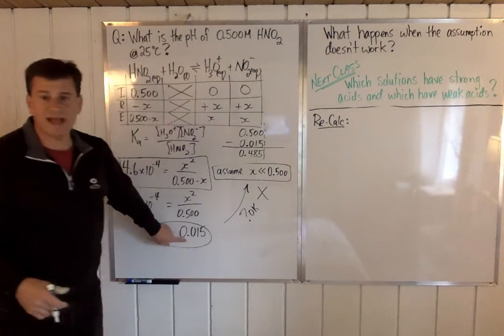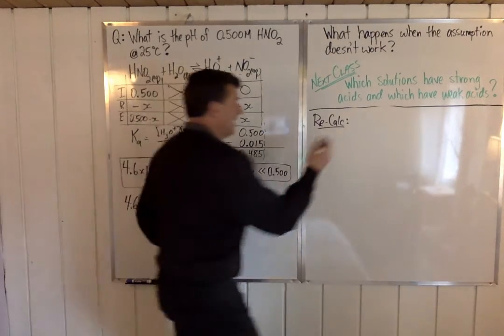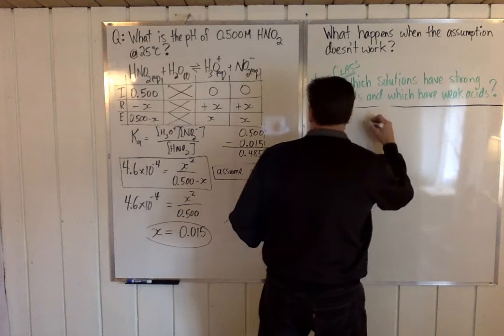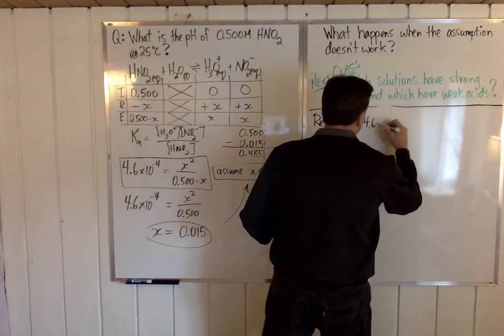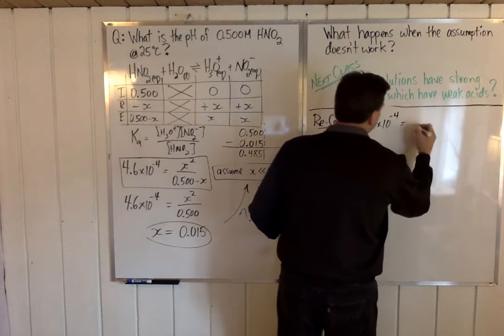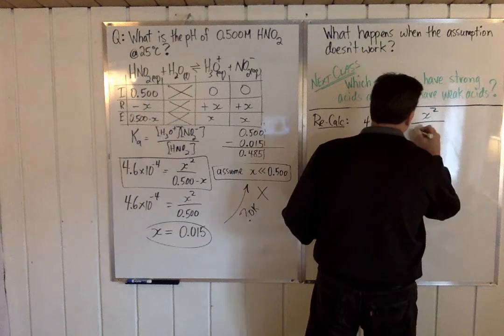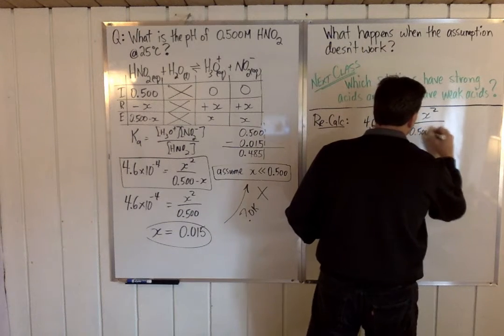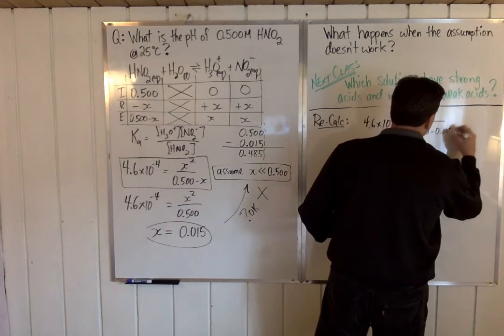You take your previous answer, this 0.015, and you plug it back in. So I would have 4.6 times 10 to the negative 4 equals x squared over 0.500 minus 0.015.